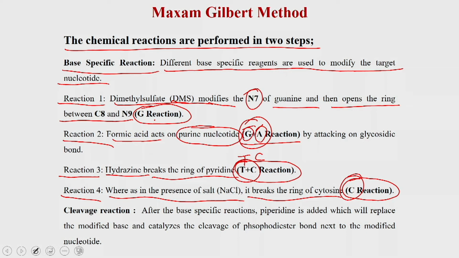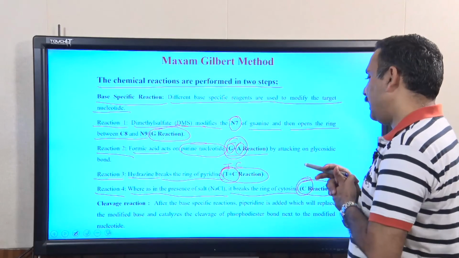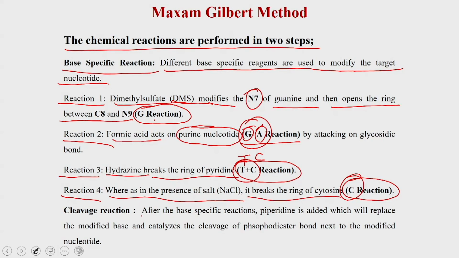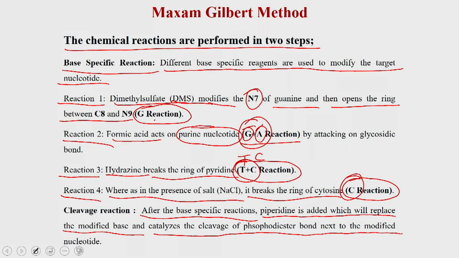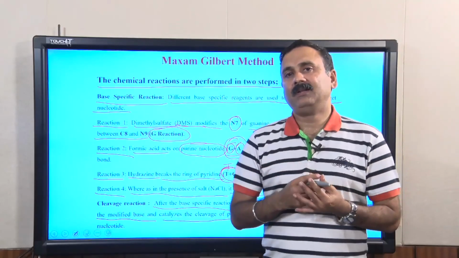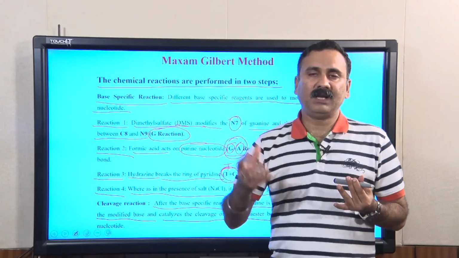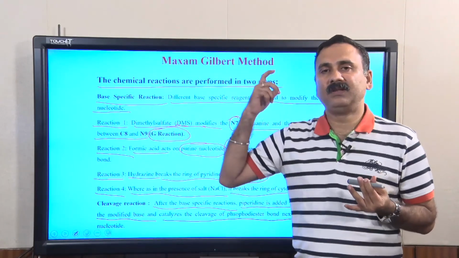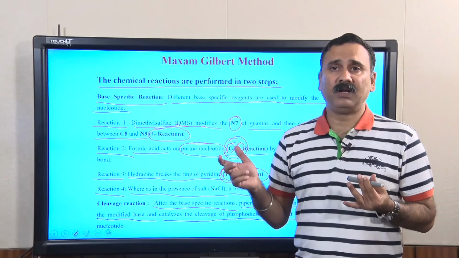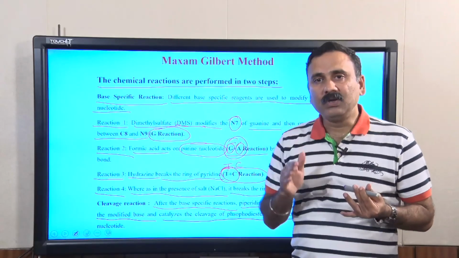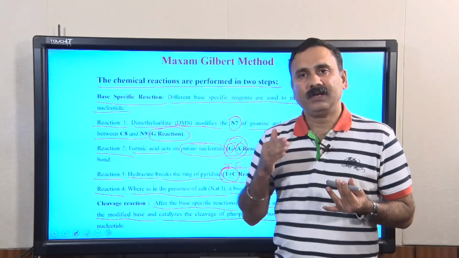Once you have done all these modifications, then you will perform a cleavage reaction. After the base specific reactions are over, you add the piperidine, which is going to replace the modified bases and catalyze the cleavage of the phosphodiester bond, and that is how it generates DNA fragments of random sizes. These DNA fragments of random sizes are then separated on high resolution polyacrylamide gels, and subsequently you will do the autoradiogram and you will get the bands.